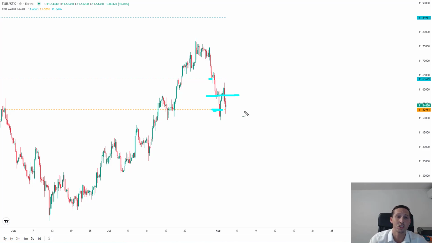But because I risk managed it from the second lower bound, I ended up getting out for basically a scratch, more or less break even, just under in this case.